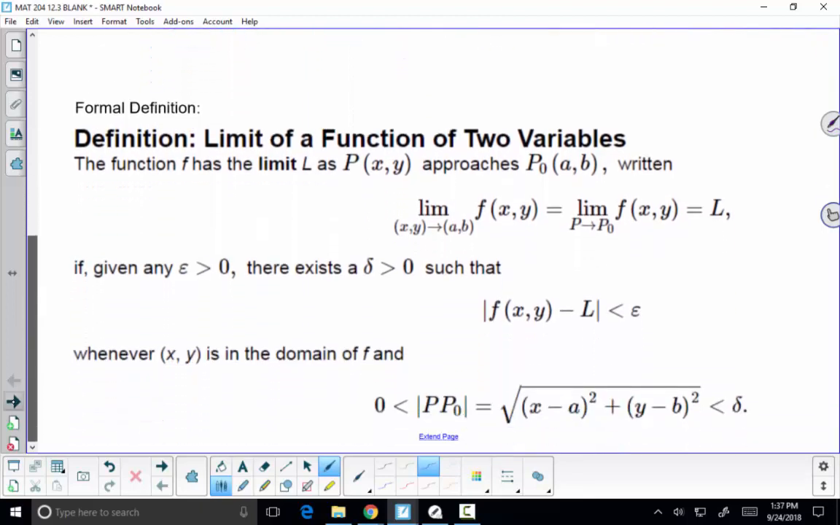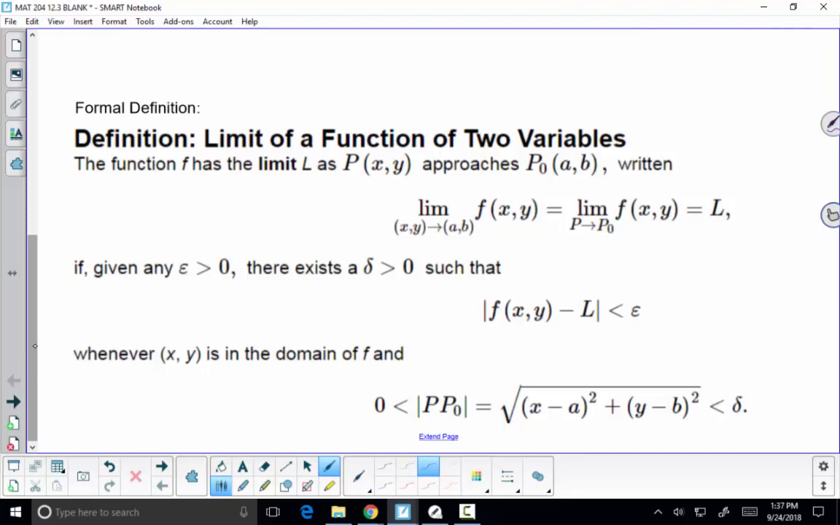Okay. So here is the formal definition of a limit. So the function f has a limit L. Again, you can write it either with ordered pair notation or point name, either with the names of the points, either way. So for the limit to exist and be L, that means that given any epsilon greater than 0, there's a delta greater than 0 such that that difference is true whenever x and y are in the domain and we are close to P naught. So let's analyze this for a second.